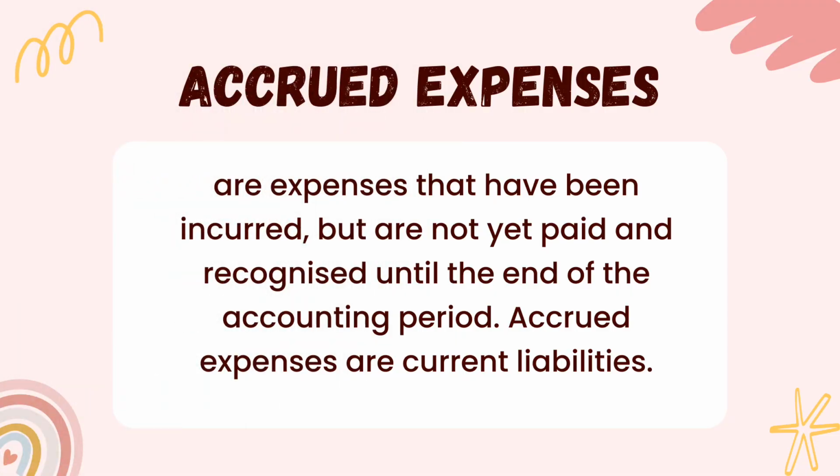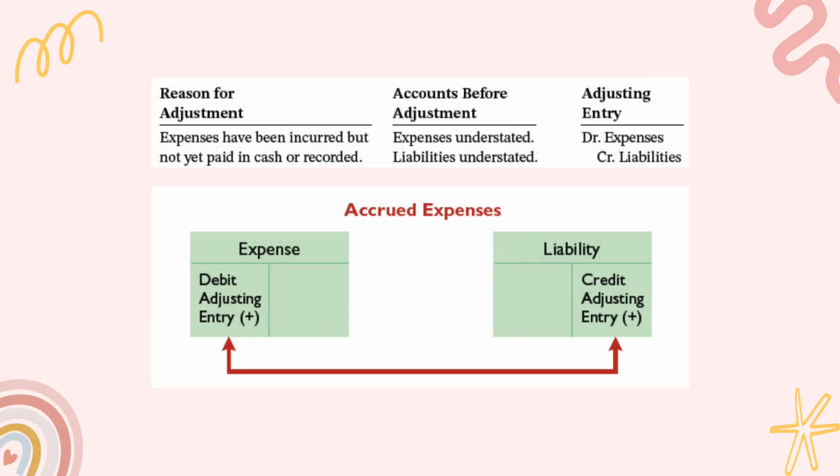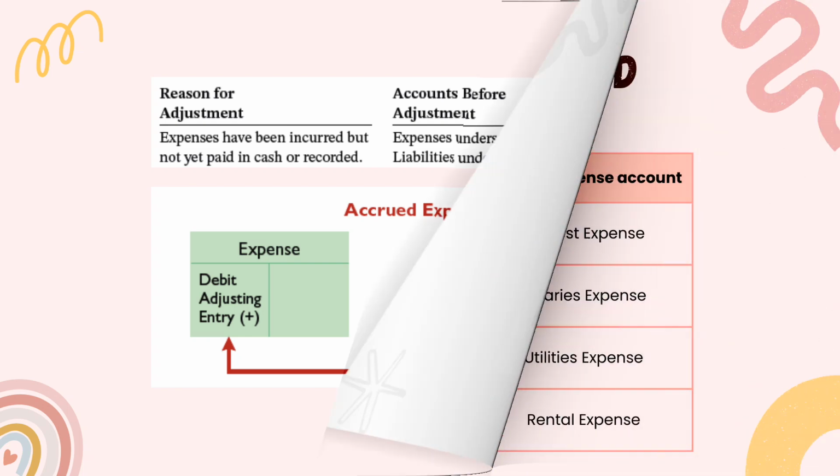Accrued expenses are expenses that have been incurred but are not yet paid and recognized until the end of the accounting period. Accrued expenses are current liabilities. Okay, the next one, we need to adjust the ledger entries. The reason for adjustment is expenses have been incurred but not yet paid in cash or recorded. So we need to debit expense and credit liabilities as both expense and liabilities are understated.